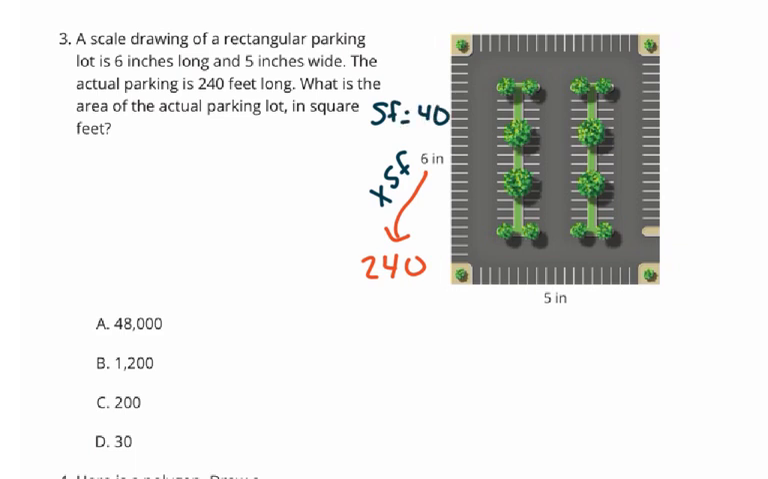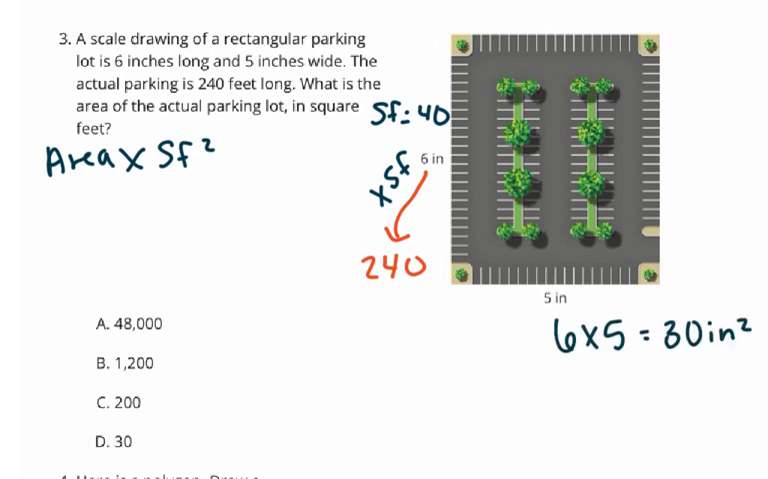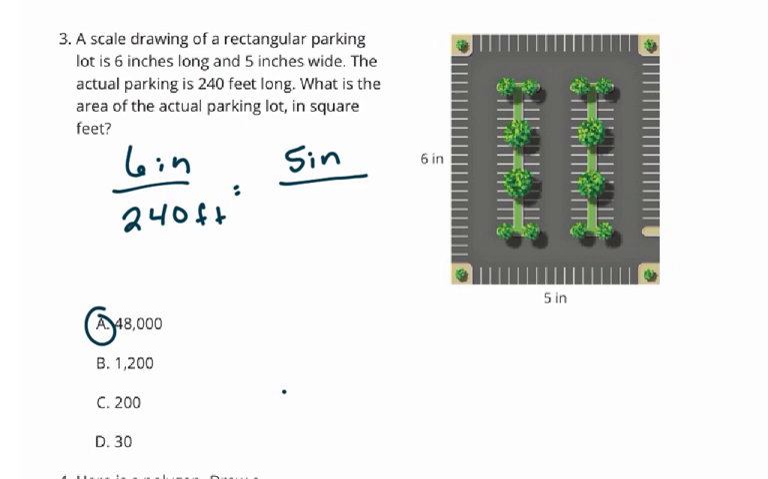With that information, I can actually use our area formula for scale drawing, which is the area times the scale factor squared. In this problem, the area of this drawing would be 6 by 5. I would use that area of 30 and multiply it by the scale factor squared, which we just determined our scale factor is 40. So in my calculator, I would do 30 times 40 times 40, which gives me the answer of A, 48,000.